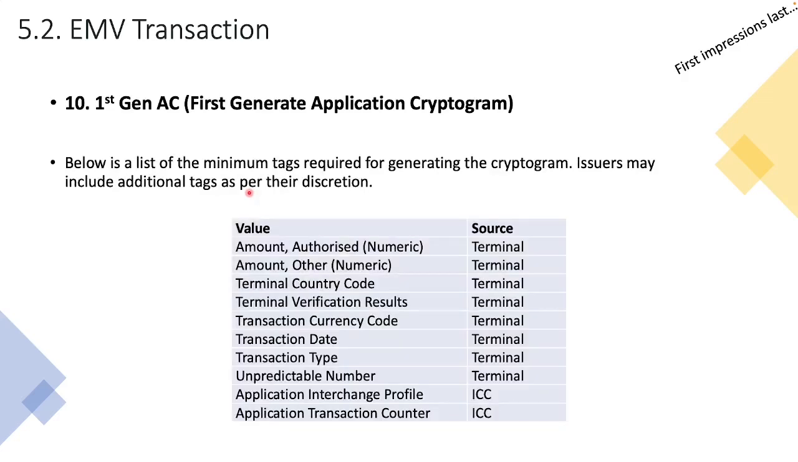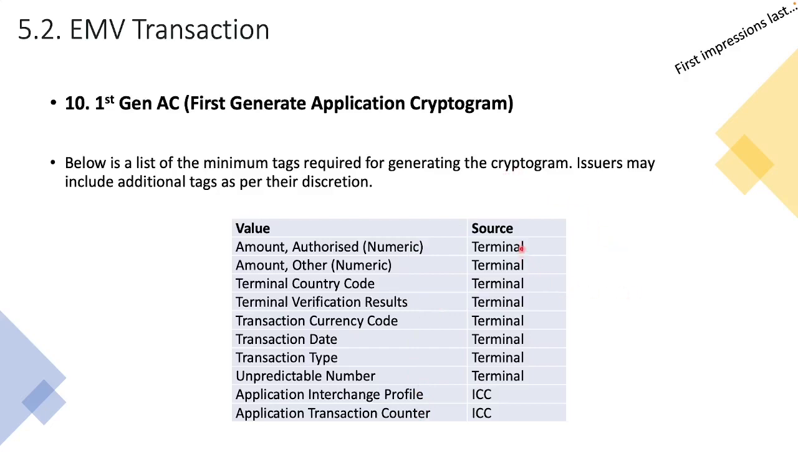Okay, so what I've got here is a list of tags, and this is the bare minimum. This is mandatory, right? Tags required for generating the cryptogram. Now, some issuers may include additional tags as per their discretion. So instead of having just these, they could choose to add another tag or another 2 or 3 more tags at their own discretion. But currently, these 2, 4, 6, 8, 10 tags are the bare minimum required to generate a cryptogram.